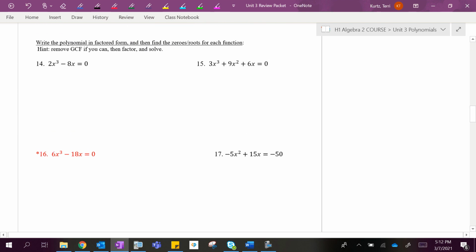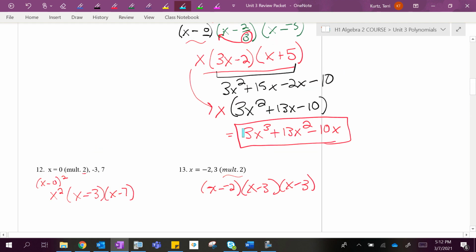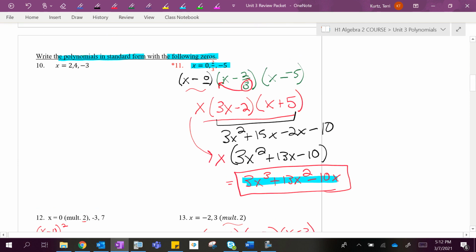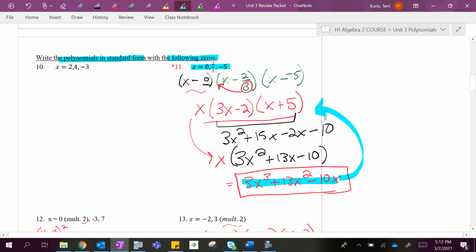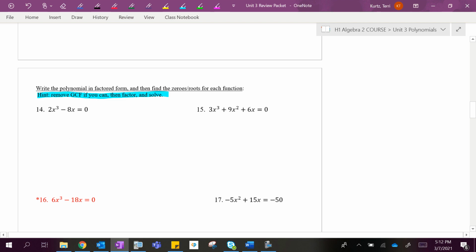Okay, next one. Write the polynomial in factored form and find the zeros or roots for each function. Hint on these: remove the GCF if you can, then factor and solve. So again, now we're starting at standard form. We want to find the factors, then solve them for zeros. Remember that little chart that I showed you guys the very first lesson.